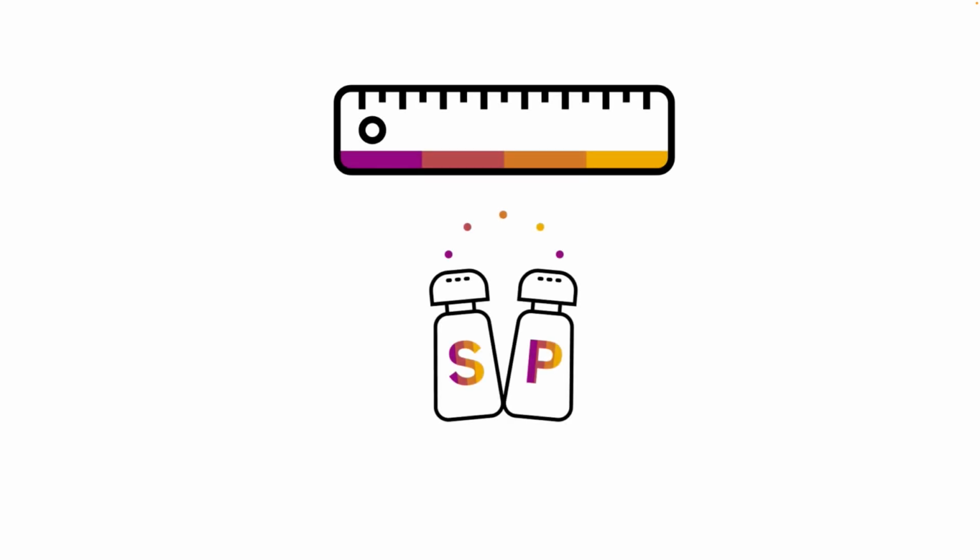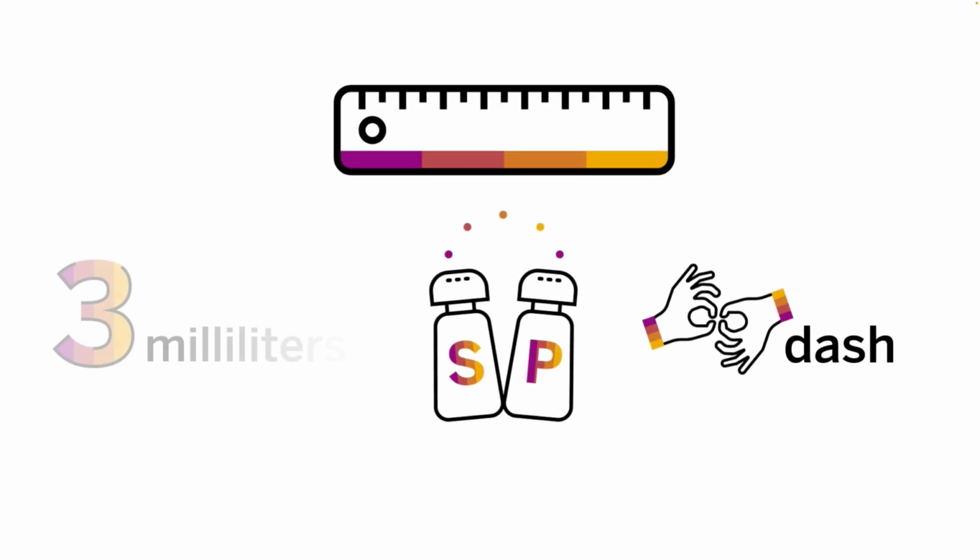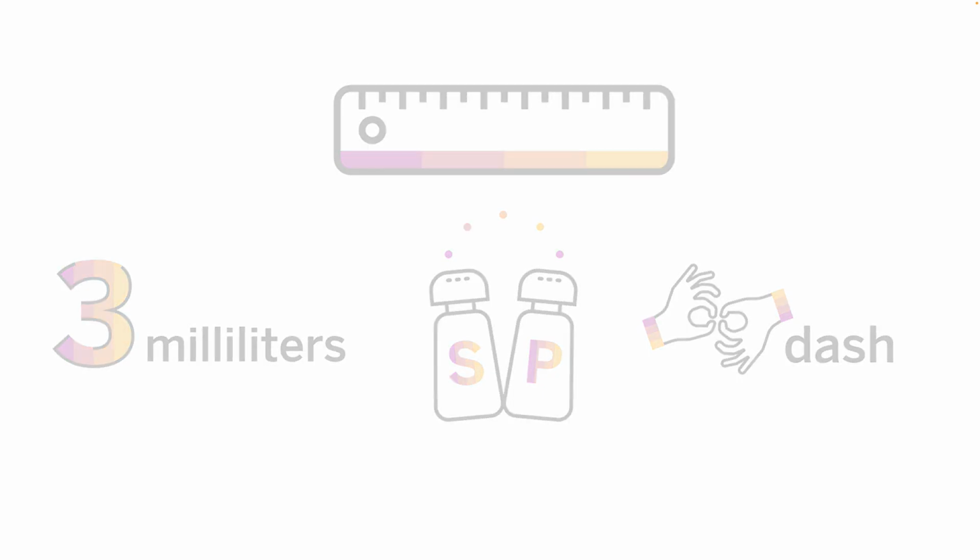What's more precise, a dash of salt or 3 milliliters of salt? Well, 3 milliliters, of course. But while a dash is acceptable in your kitchen recipes, when it comes to replenishing products in stores, you need the precision of 3 milliliters, not a dash.